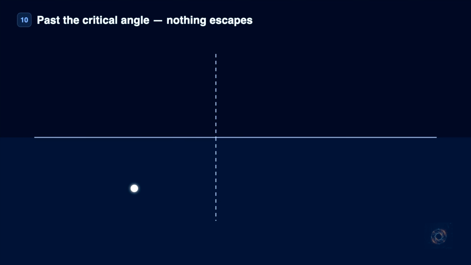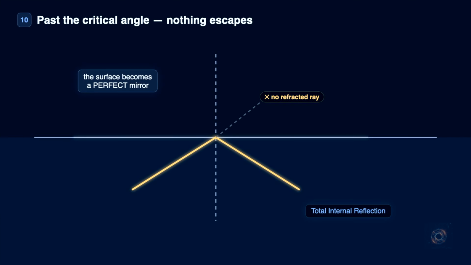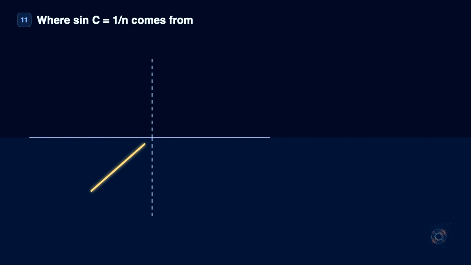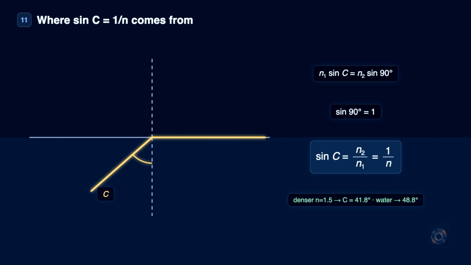Go even steeper, past the critical angle, and there's nowhere for the light to escape. All of it reflects back inside. This is total internal reflection. The critical angle drops right out of Snell's law. Put the angle of incidence as c and the refracted angle as 90 degrees. Since sine of 90 is 1, sine of c equals 1 over n.